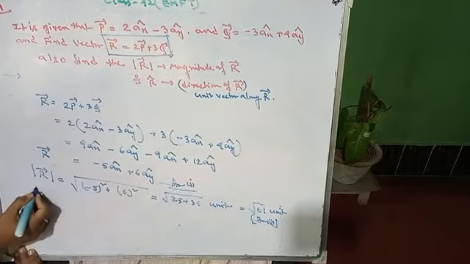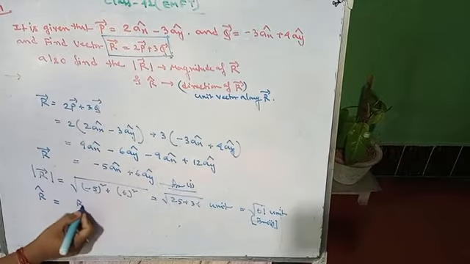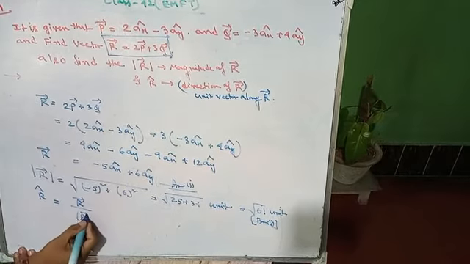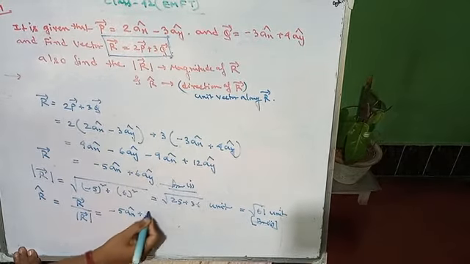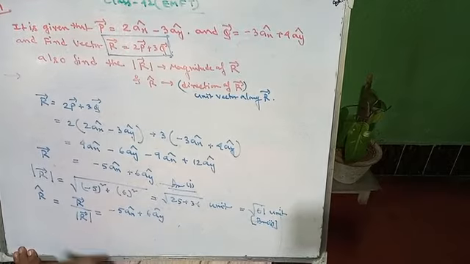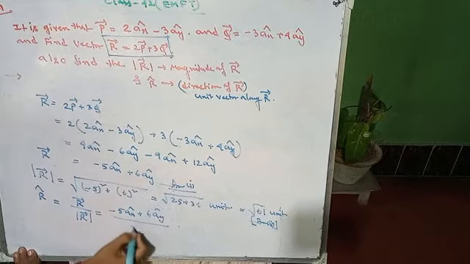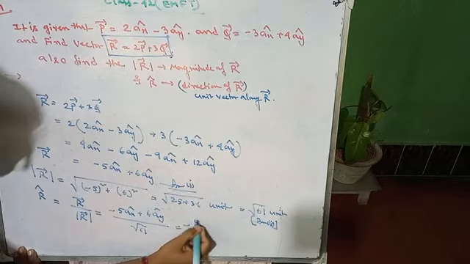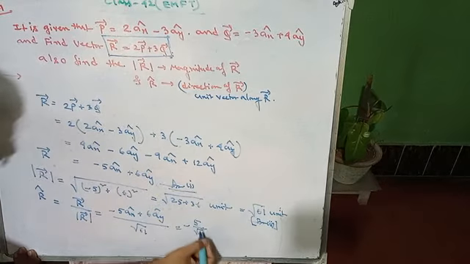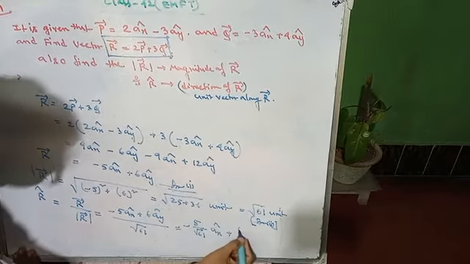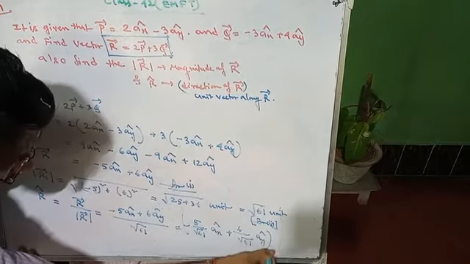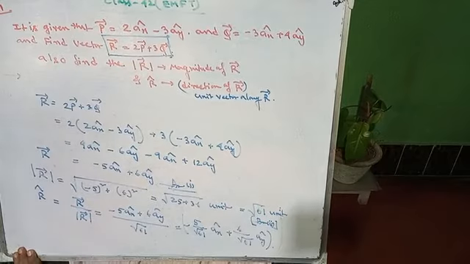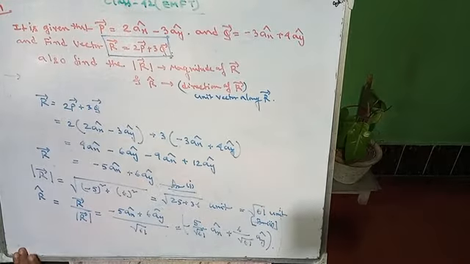And the third one is R cap, the unit direction of this R vector, that will be R vector divided by modulus of R vector. R vector equals minus 5ax cap plus 6ay cap. This is the definition of unit vector. Divided by root over of 61, that will be minus 5 by root 61 and so on. Please calculate it and you can get the exact answer. So this is your unit vector, and this is your problem number 1, which is very much easy.